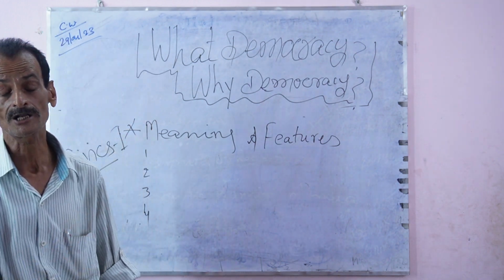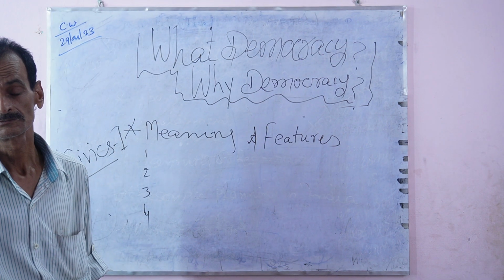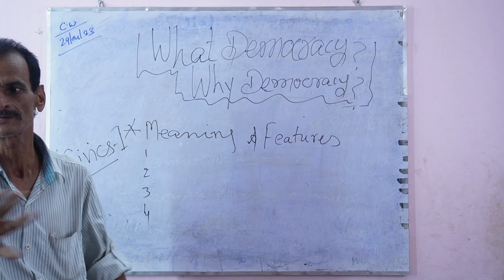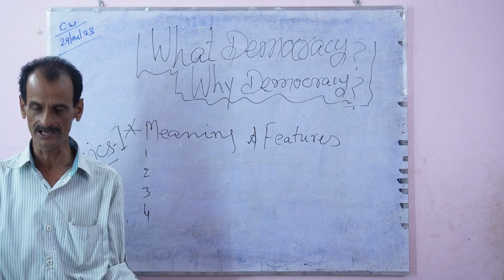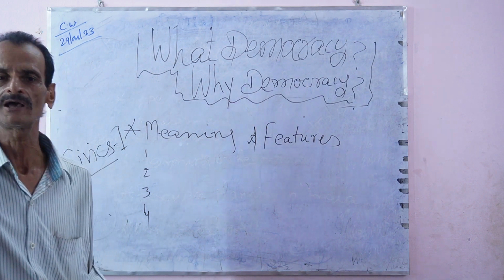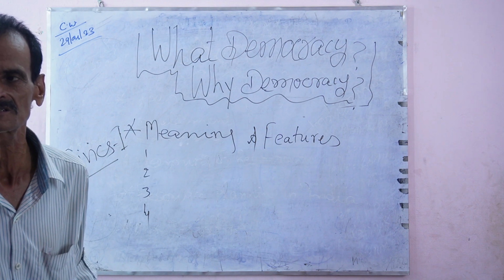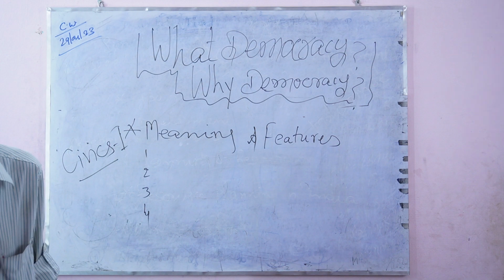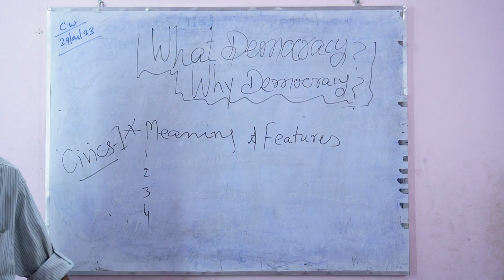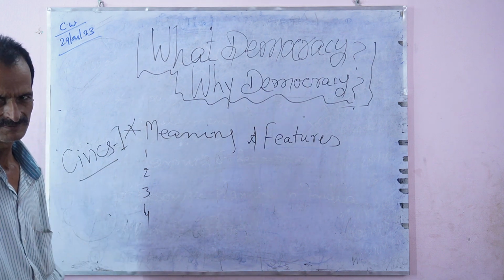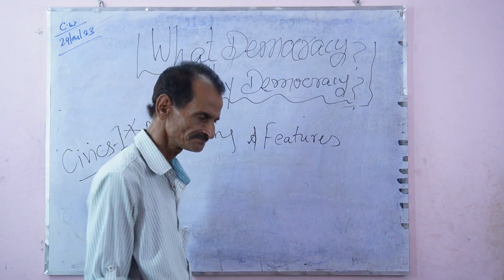Now he started a military coup, a military revolt against the elected government, dismissed the elected government, and he himself became chief executive of Pakistan. Can you say Pakistan was a democracy at that time? No, because Parvez Musharraf was not elected. The elected government was dismissed in a military coup, a military revolt.